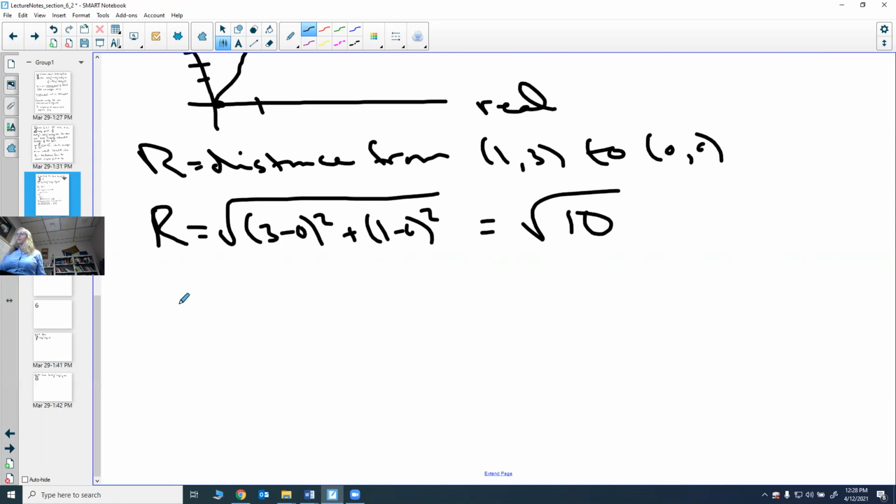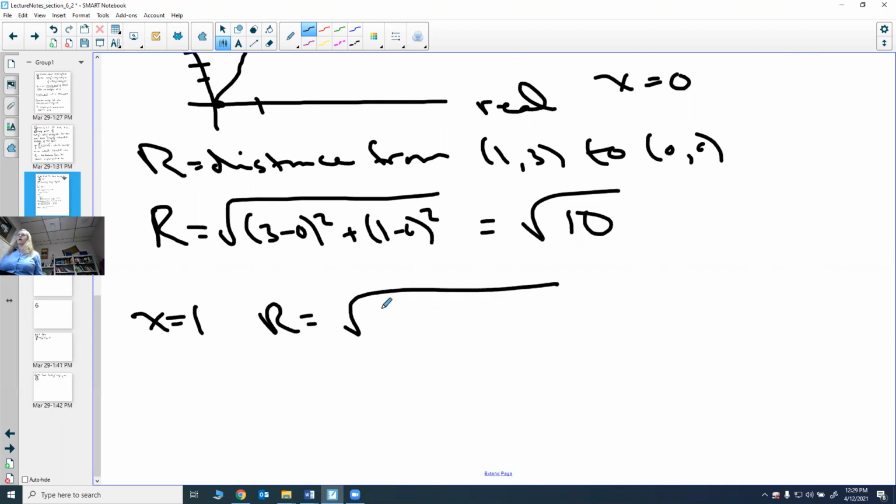That was from the point x equals 0, which was x0. If we instead look at how far we are from x equals 1, then r would equal the square root of 1 minus 1 squared plus 3 minus 0 squared, because in x equals 1, the real part is 1 and the imaginary part is 0. So 1 minus 1, of course, is 0, and the square root of 3 squared is 3. So it depends on what point you're working on and what your initial point is.